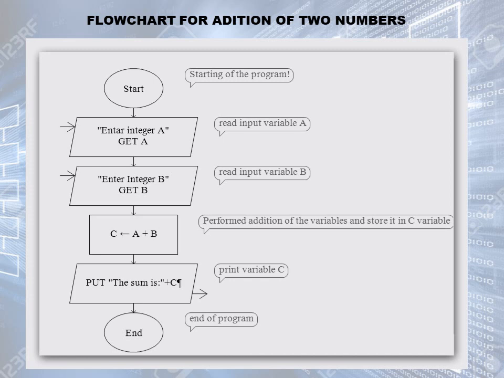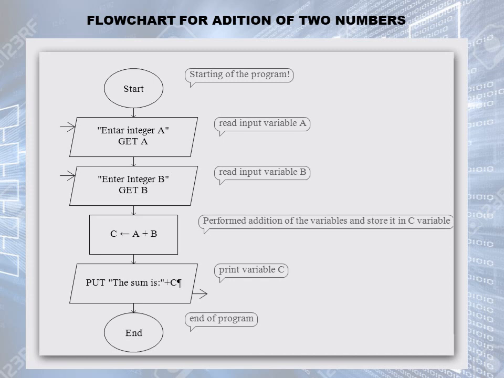It is a rectangle in which we display the processing. What is the process? C equals A plus B. Now after that, output the sum, which is C. It is the parallelogram where we display the output, and then the program ends. So first, start and end: these are the terminals.